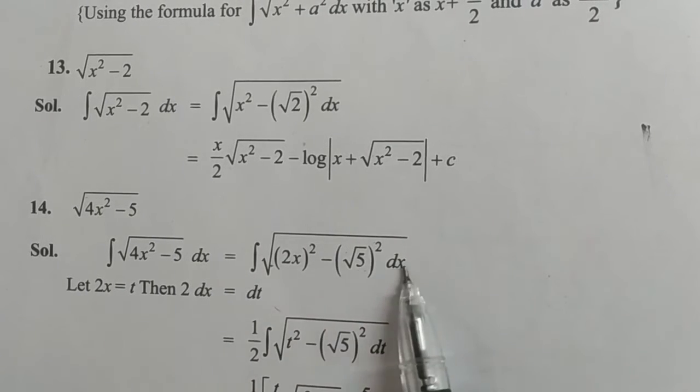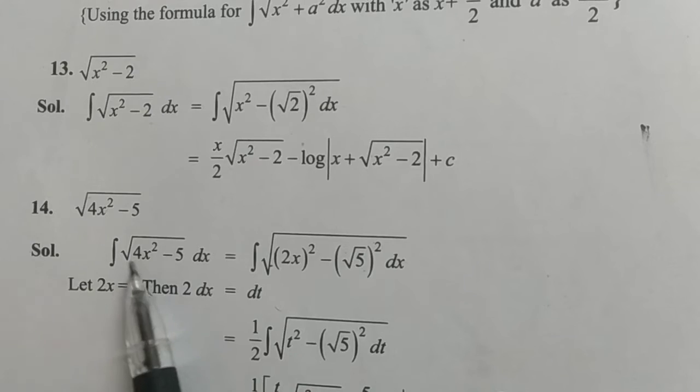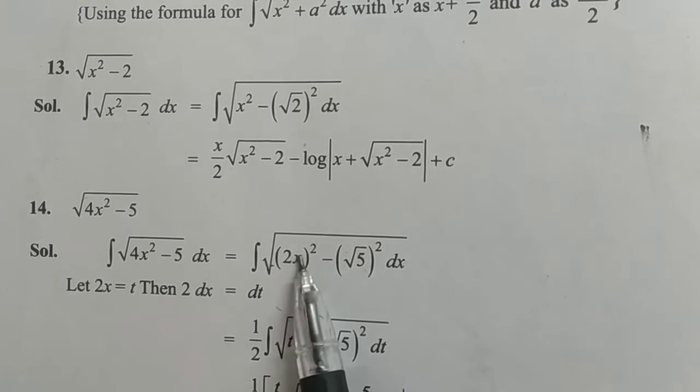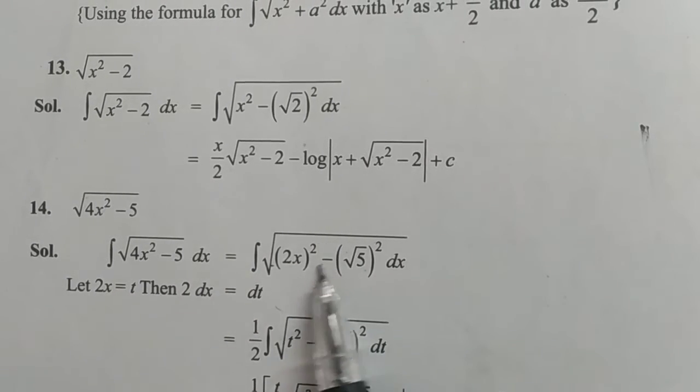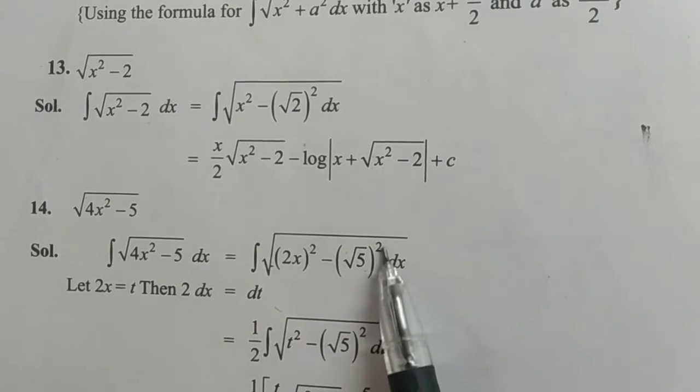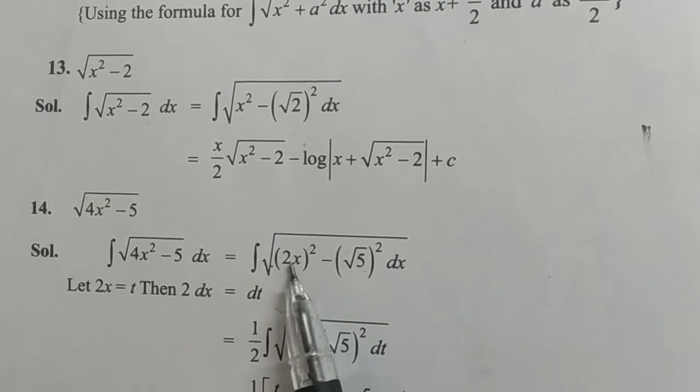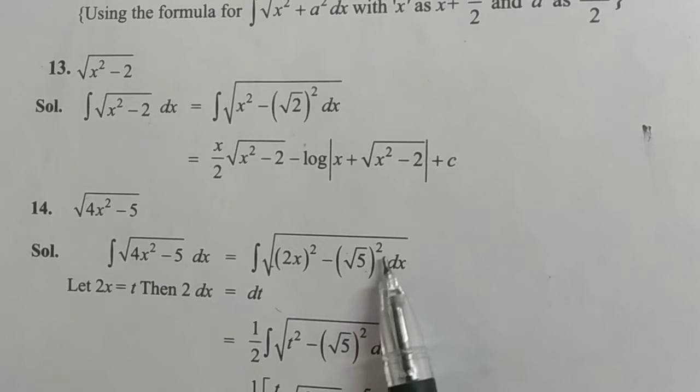So we are writing it in square form. 4x square can be written as 2x the whole square, and 5 can be written as root 5 the whole square. So we have 2x the whole square minus root 5 the whole square.